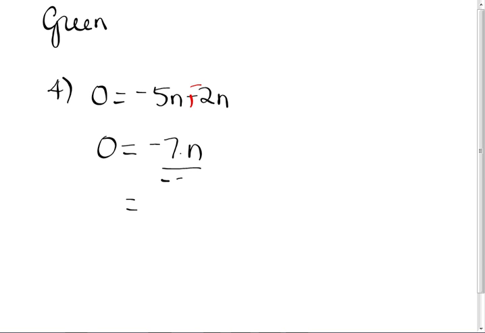You can divide by negative 7. That's fine, but I want you to start knowing zero product property because we're going to be doing it, except it's going to be other things more complicated. If the product of two numbers is 0, then one of them has to be 0.